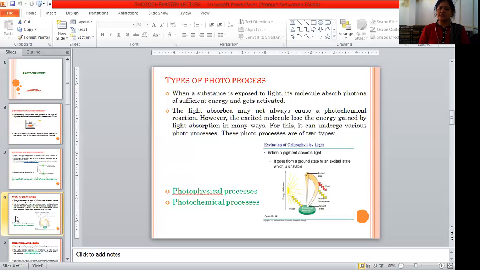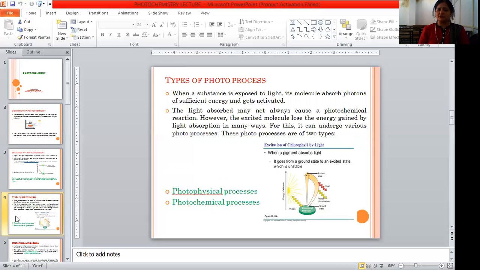But it is not necessary that every time a chemical change takes place. Sometimes the energy of the molecule is lost in the form of heat, or the molecules collide with each other and lose that energy without undergoing any type of chemical change. This type of process is known as a photophysical process.